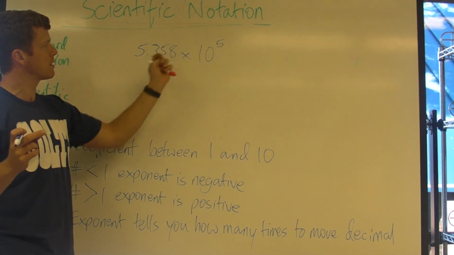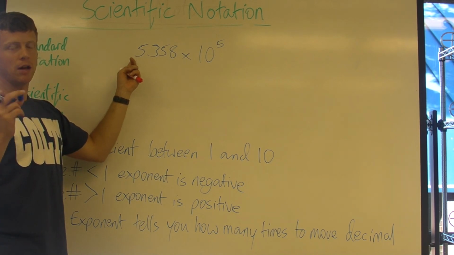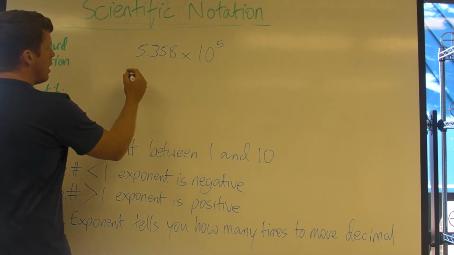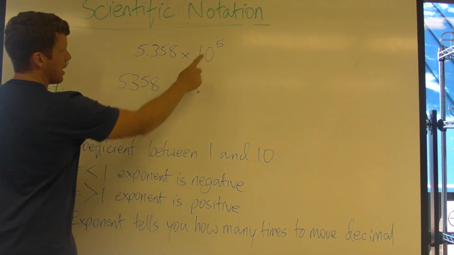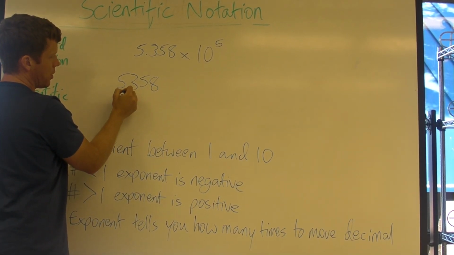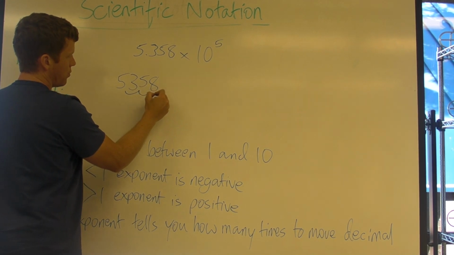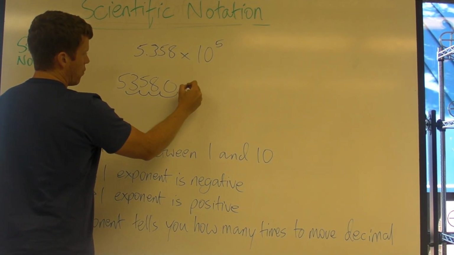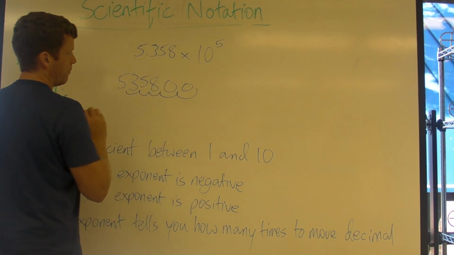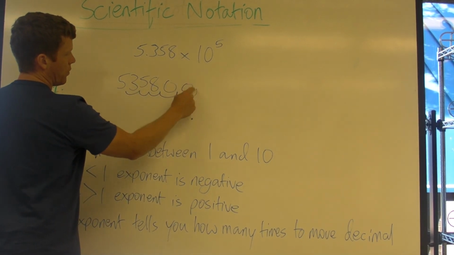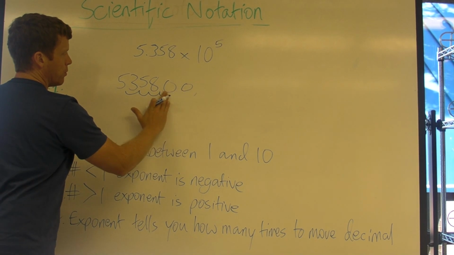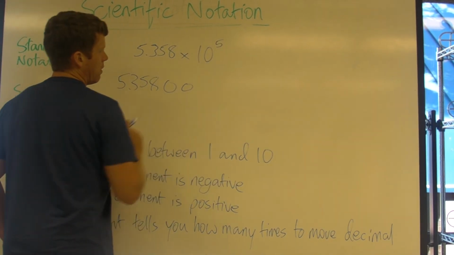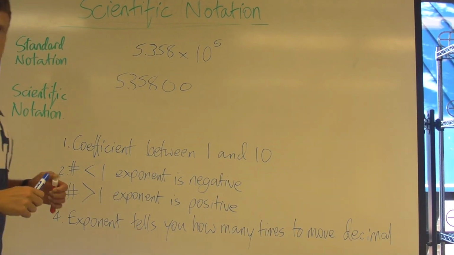So I know that this is going to start with a non-zero number. So in this case we've got 5, 3, 5, 8, and I'm going to move it 5 times. So the decimal starts here. So 1, 2, 3, 4, 5. 3, 5 decimal. Well, we wouldn't write the decimal in that case, but that would be our answer. And that's scientific notation.